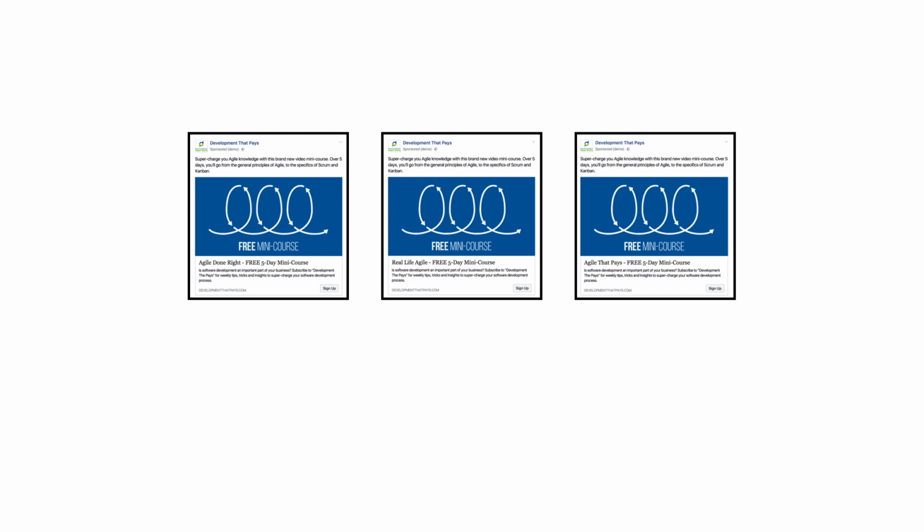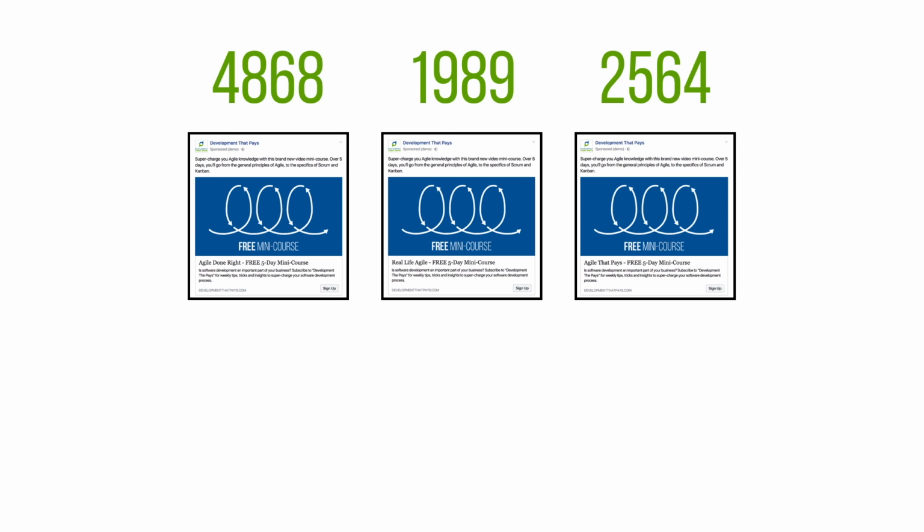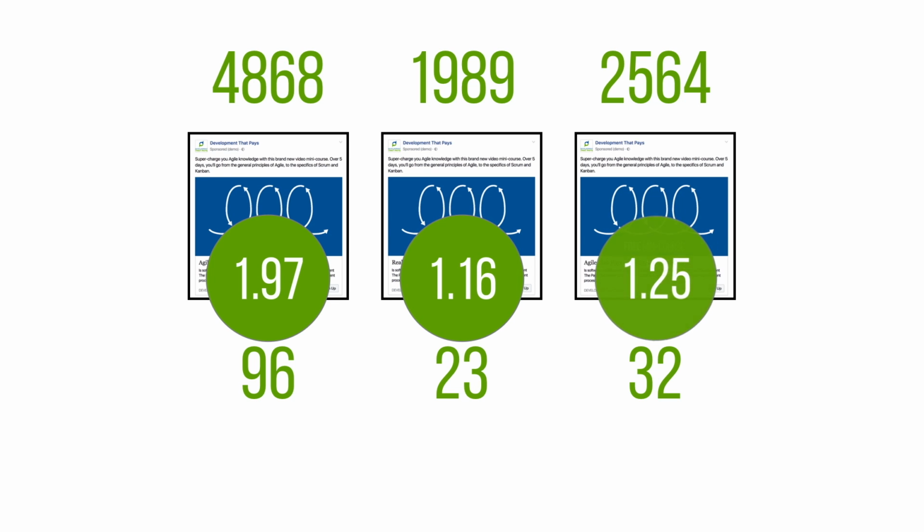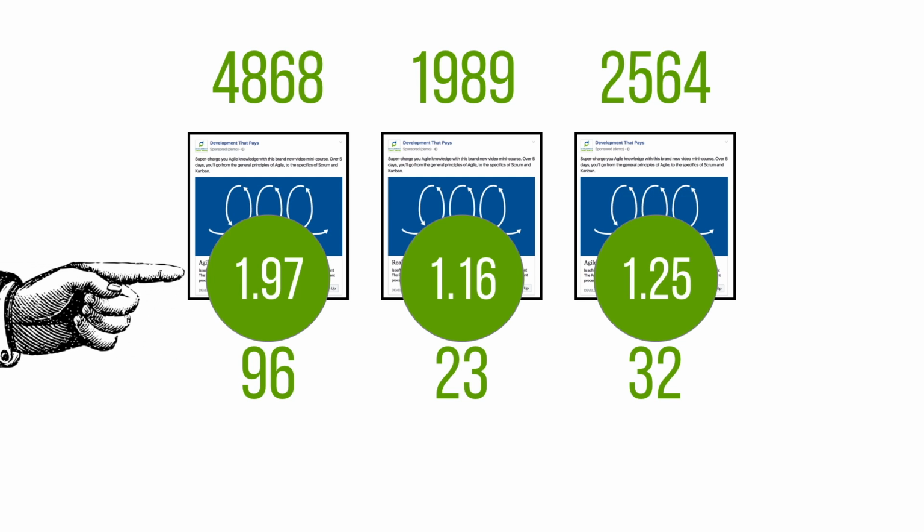All right, no more stalling. Let's take a look at the results. The adverts were displayed 4,868 times, 1,989 times, and 2,564 times. And they were clicked 96 times, 23 times, and 32 times, giving us click-throughs of 1.97, 1.16, and 1.25, all of which are way higher than I was expecting. And this one, wow.